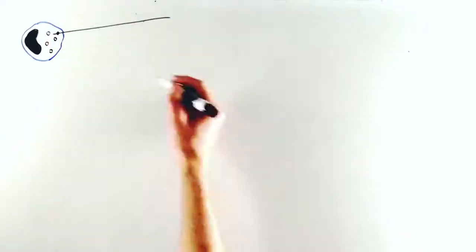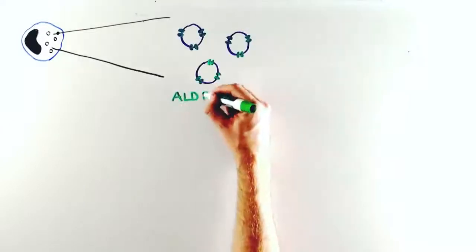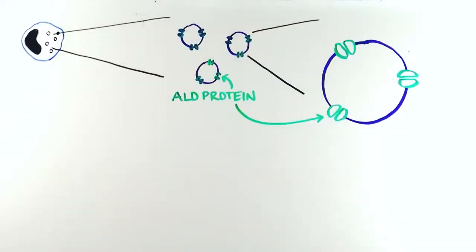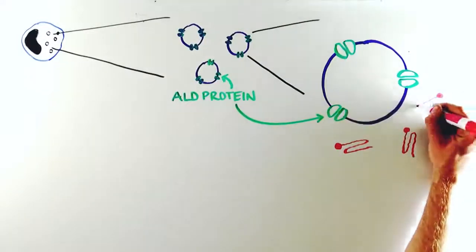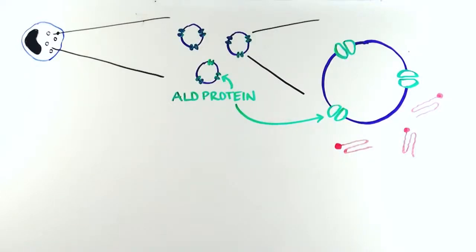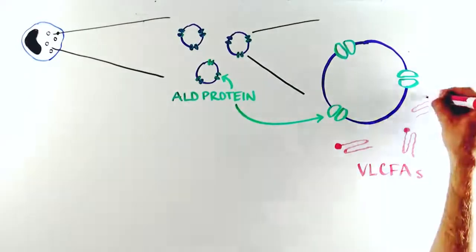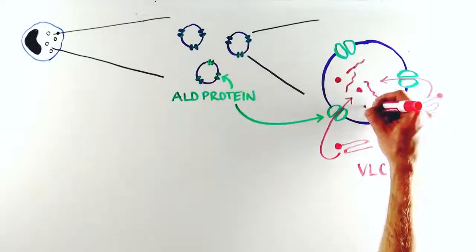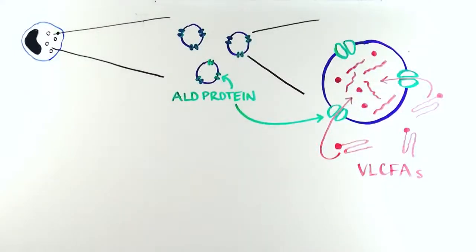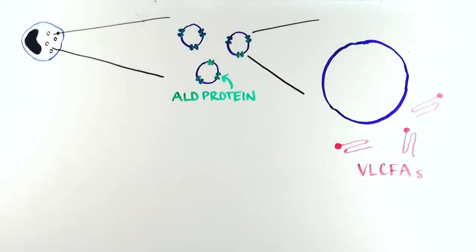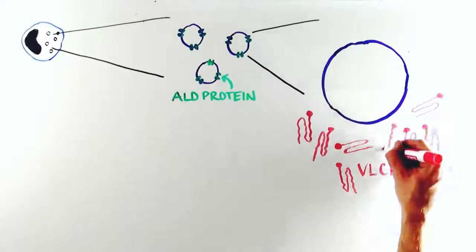In the cell, ALD is normally present on the surface of structures that we call peroxisomes. ALD is responsible for transporting specific kinds of fats called very long-chain fatty acids, or VLCFAs, into the peroxisome where they are broken down. When a cell doesn't produce functional ALD protein, very long-chain fatty acids can't get broken down in the peroxisomes, so they accumulate.